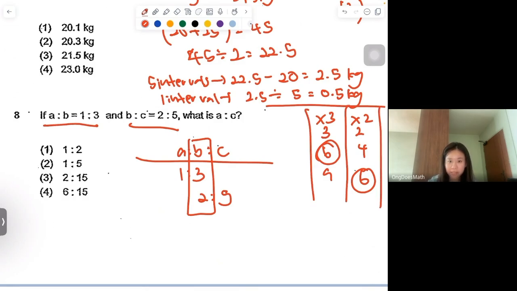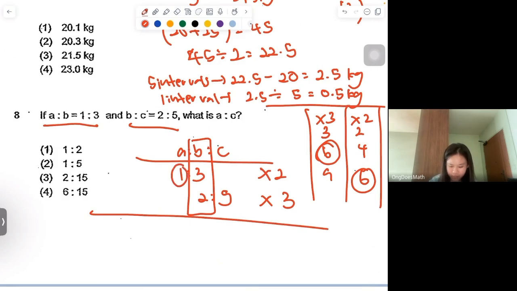So we have to make B to be 6. So here, the whole row will times 2. For the second row, the whole row I will multiply it by 3. So what is 1 times 2? You get 2. What is 3 times 2? You get 6. So for the second row, 2 times 3 will also give you 6. But now what is 5 times 3? You're right, it gives you 15. So now we have the full ratio.